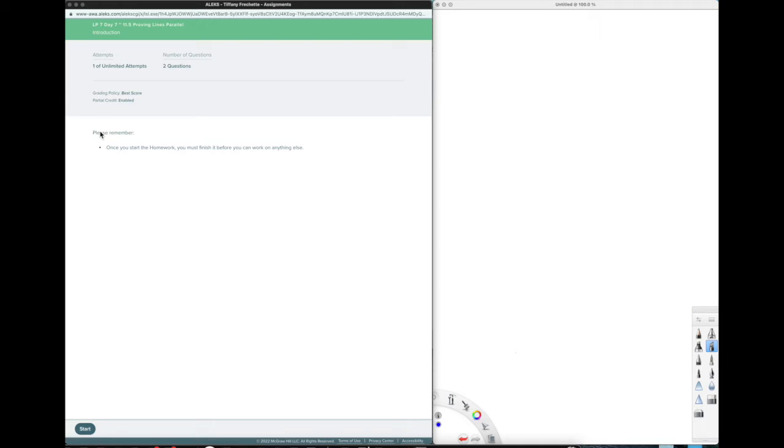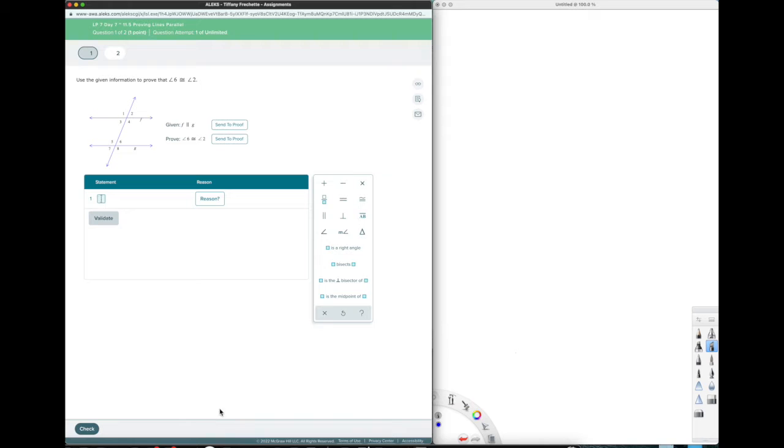Down here it says, please remember once you start your homework, you must finish it before you can work on anything else. And what that means is once I click start, down here in the bottom right corner, there's going to be a Submit Assignment button. This is how we finish an assignment. So what that means on the last screen is you can't work on anything because Alex is going to lock all of your other assignments and even the resources until you click the Submit Assignment button.